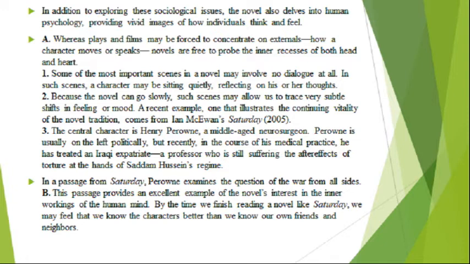The central character is Henry Perowne, a middle-aged neurosurgeon. Perowne is usually on the left politically, but this time he's not so sure. Recently, in the course of his medical practice, he's treated an Iraqi expatriate, a professor who's still suffering the after effects of torture at the hands of Saddam Hussein's regime. As we move through this passage, we see Perowne examine the question of the war from all sides. The marchers could be right, he concedes, but then again, they seem awfully self-righteous. And here's the passage in full.